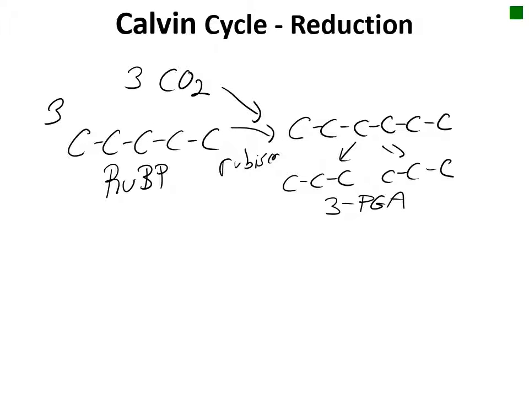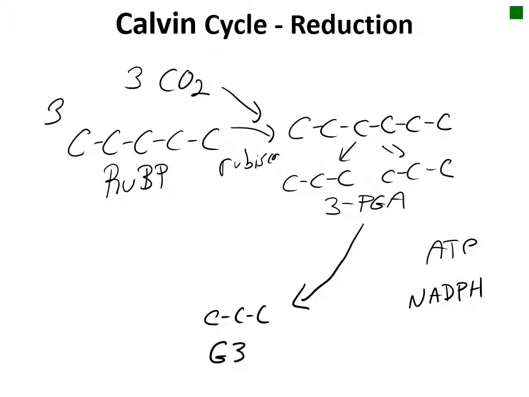In the second step of the Calvin cycle, the 3-PGA must be reduced to increase its potential energy. This requires both ATP and NADPH, which were produced during the light reactions. 3-PGA is reduced to another 3-carbon molecule called glyceraldehyde 3-phosphate, abbreviated G3P. Because there were 6 molecules of 3-PGA, we will form 6 molecules of glyceraldehyde 3-phosphate. This requires 6 molecules of ATP and 6 molecules of NADPH.